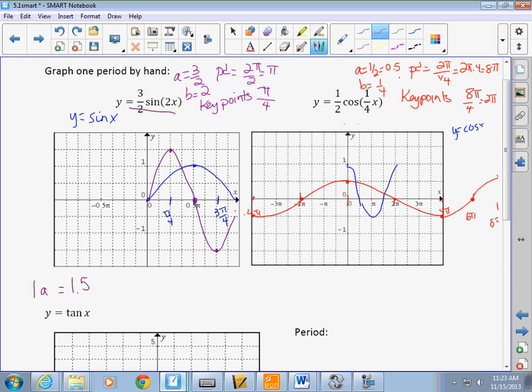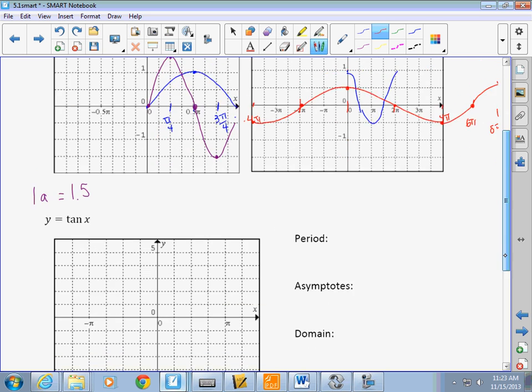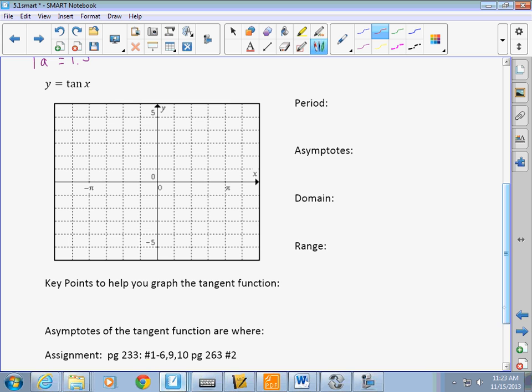Okay? I'm going to stop there. What I want you to do then is just the first part of the assignment. So this page 233, this is on the sine and the cos graphs. It's still there, but I'll do that, and you can watch that video over the weekend.